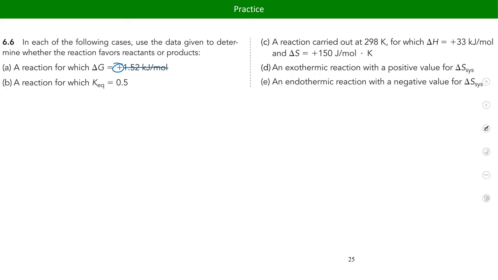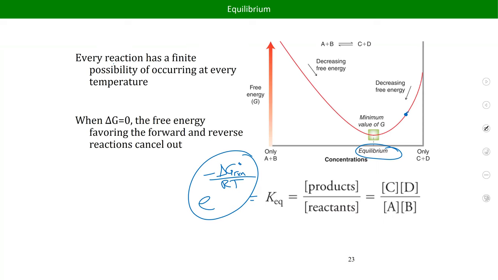We got off track talking about that graph. Let me go back for a second. Every reaction has a finite possibility of occurring at every temperature. But the net movement of the entire system, the point where delta G equals zero for that system, is what's going to determine whether or not we call it spontaneous. And we call it spontaneous when we're favoring the products over the reactants, when K is greater than one. So that's all we're really looking for if we want to know, is it spontaneous? Doesn't mean it can't happen the other way. It just means that under standard conditions, we favor having more products than reactants in equilibrium.